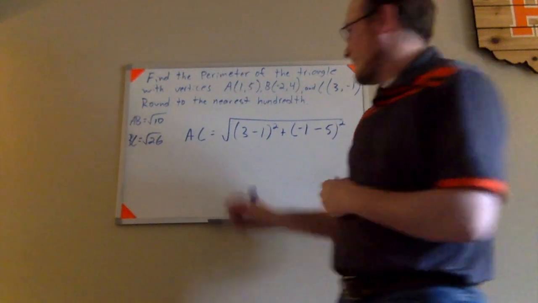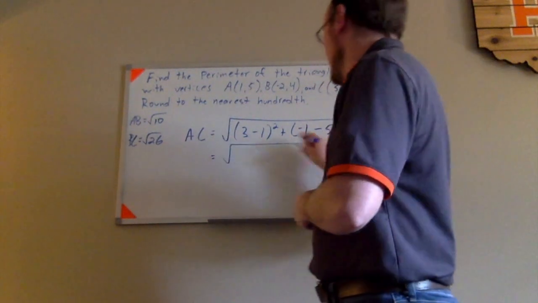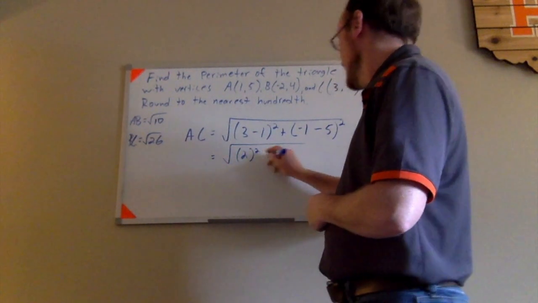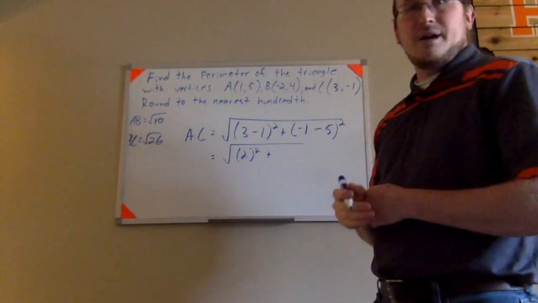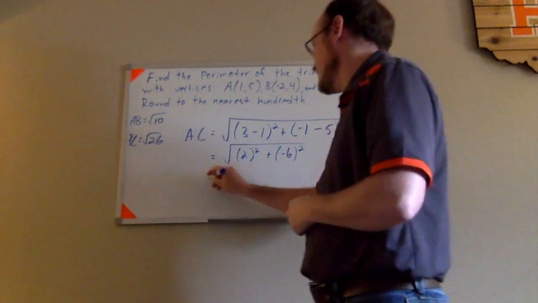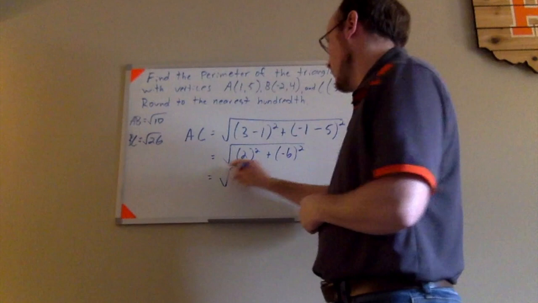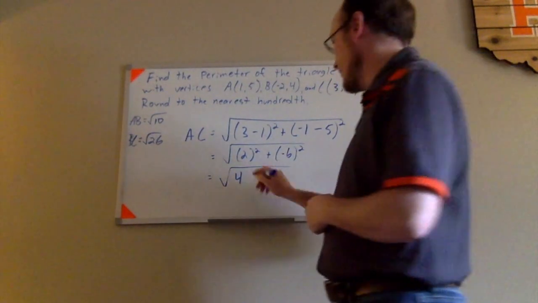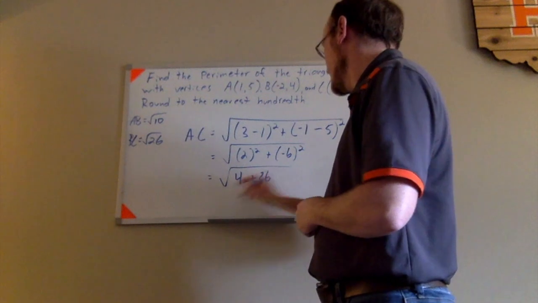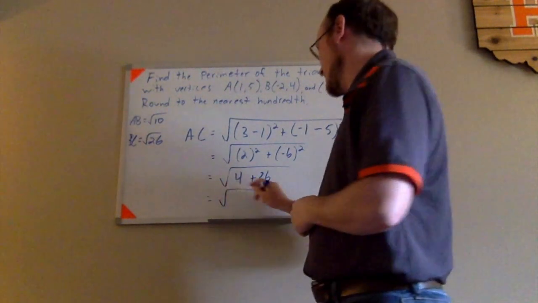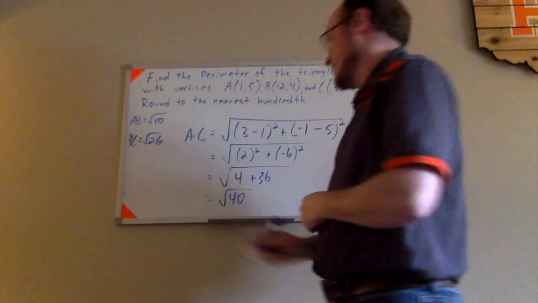Now we'll go ahead and simplify that. 3 minus 1 is 2, so I have 2 squared there. And then over here, negative 1 minus 5 is negative 6 squared. 2 squared is 4. Negative 6 squared is 36. 4 plus 36 is 40, so we get the square root of 40 right there.